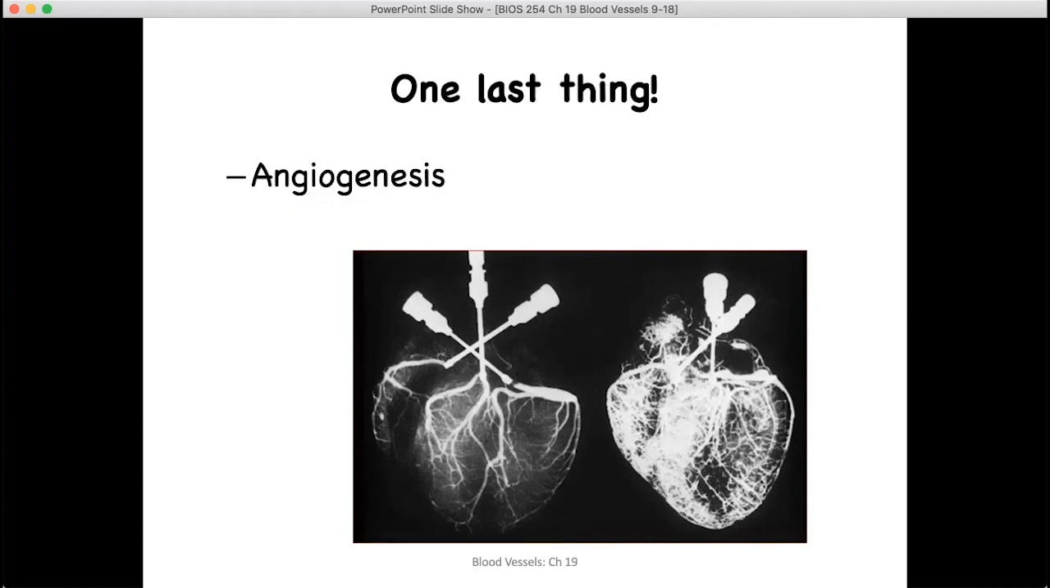Angiogenesis. Genesis means to make. Angio means blood vessels. This is making new blood vessels. When you have tissues that are consistently metabolically active, cells can release growth hormones that will stimulate the growth of new blood vessels. This photograph is of a heart that has been injected with these chemicals. You can see the increase in blood vessels.